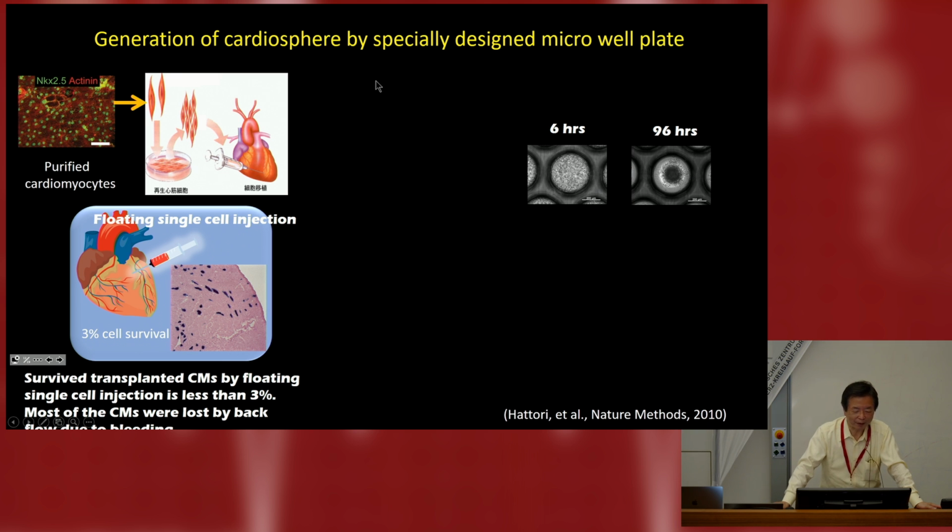Next is a cardiosphere. Previously, we transplanted cardiomyocyte after digestion with trypsin, and a single floating cell was injected into the heart. Blue cells are transplanted cardiomyocyte. At first, we were delighted to see this, but problems occur. Survival of transplanted cardiomyocyte by floating single cell injection is less than 3%. Most of the cardiomyocytes were lost by backflow.